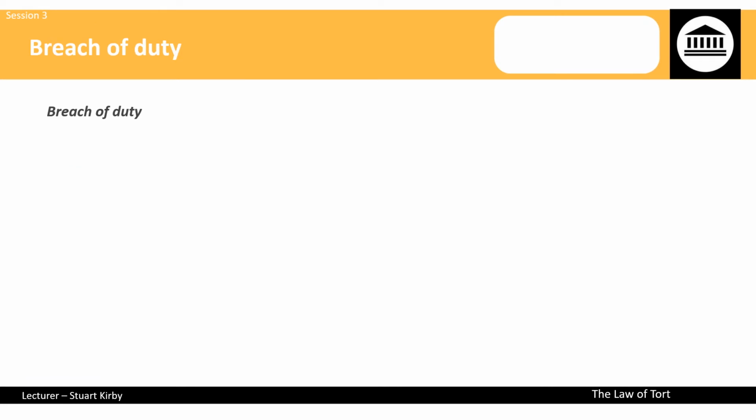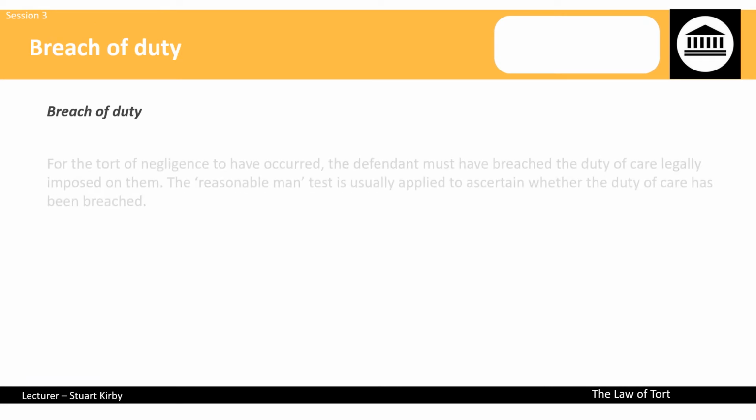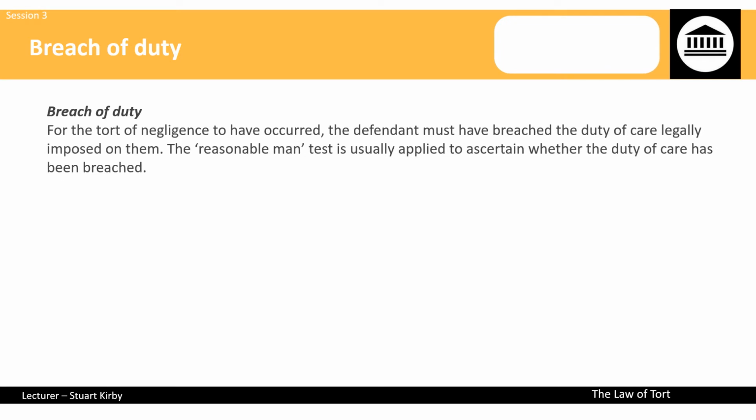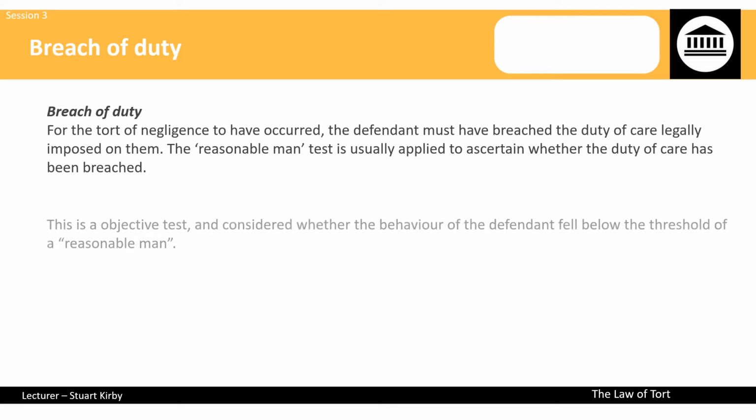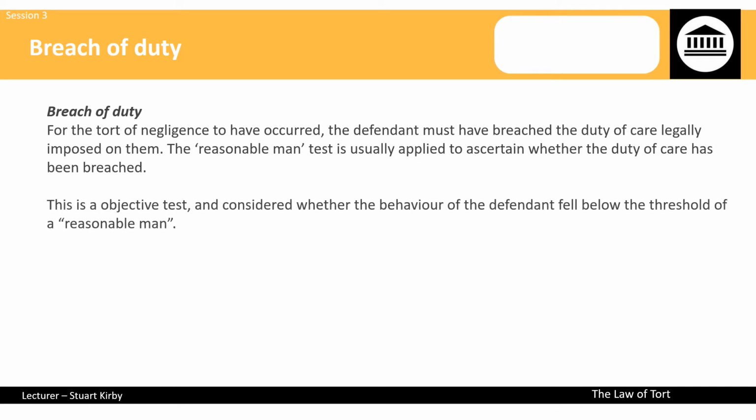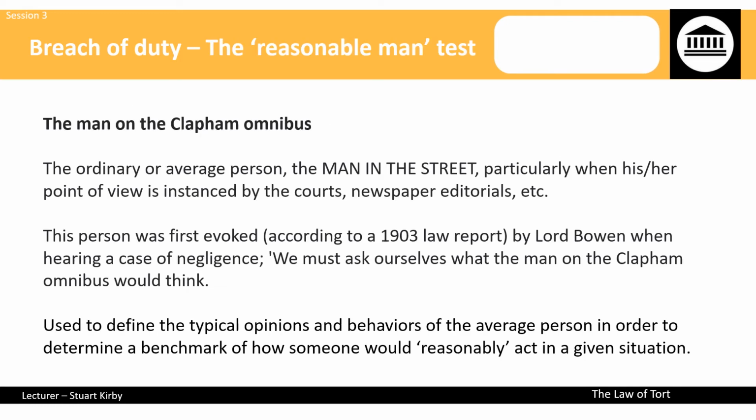So let's take a look now at the second element, breach of duty. As you can see here, it's defined as, for the tort of negligence to have occurred, the defendant must have breached the duty of care legally imposed on them. The reasonable man test is usually applied to ascertain whether the duty of care has been breached. This is an objective test and considers whether the behaviour of defendants fell below the threshold of a reasonable man.